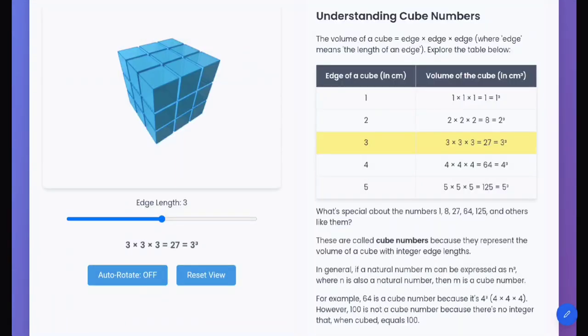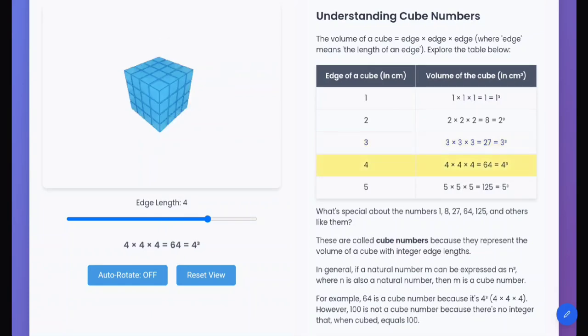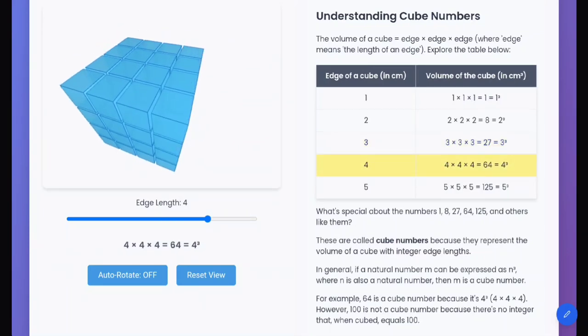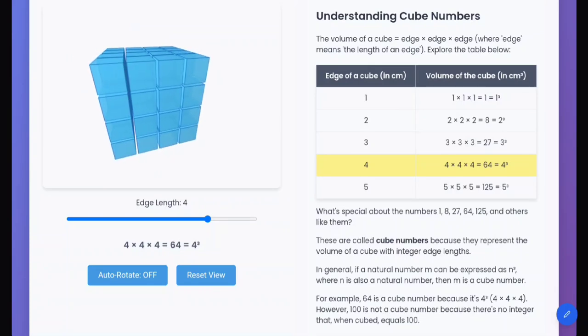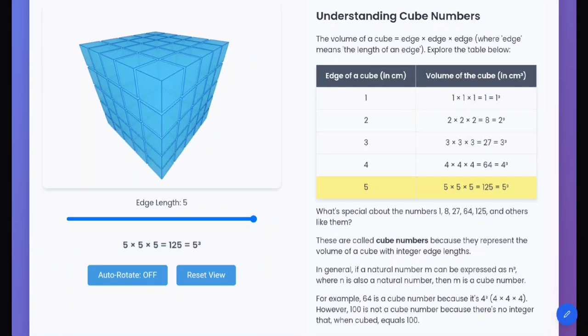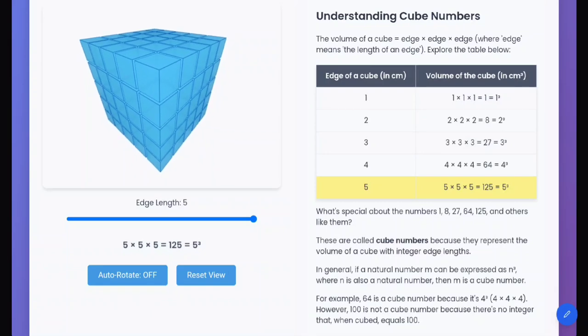Similarly, I can increase the simulation to 4. You can see it becomes 64. 4 times 4 times 4, that is 64 cubic units. Similarly, 5 becomes 125. 5 times 5 times 5 is 125, and so on.